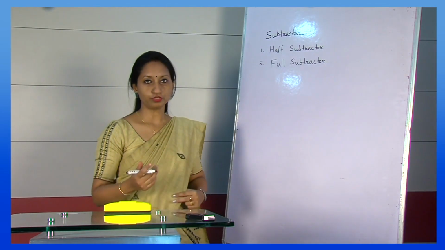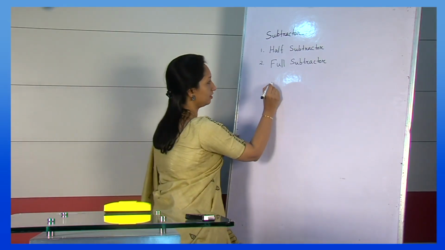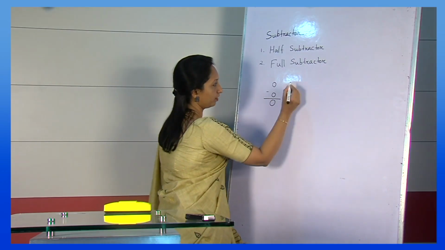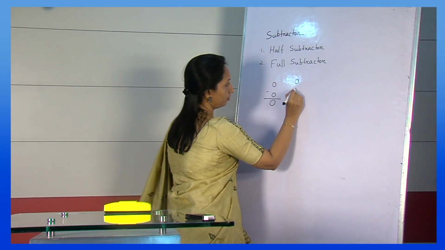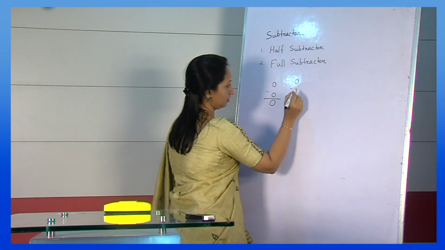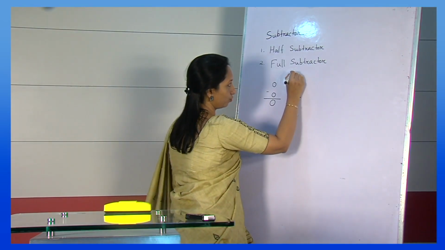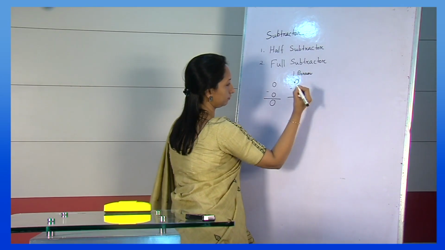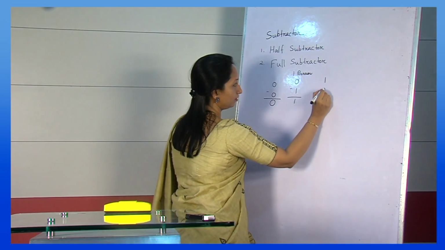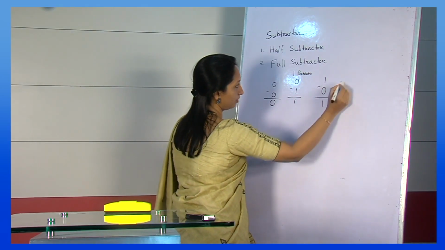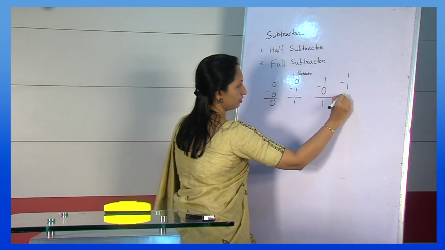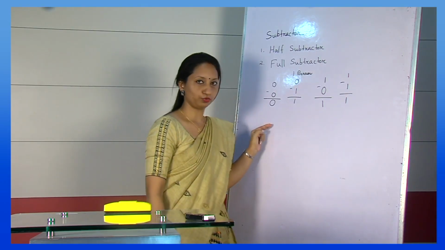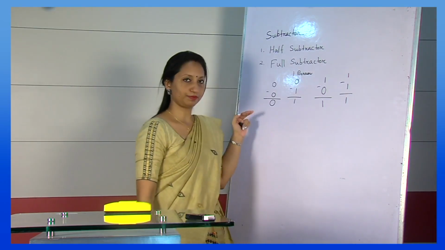We know the rules of binary subtraction: 0 minus 0 is 0, then 0 minus 1 is 1, that means 1 borrow, then 1 minus 0 is 1, then 1 minus 1 is 0. So this is the subtraction rule, the binary subtraction rule.